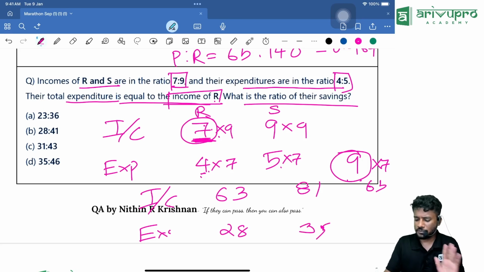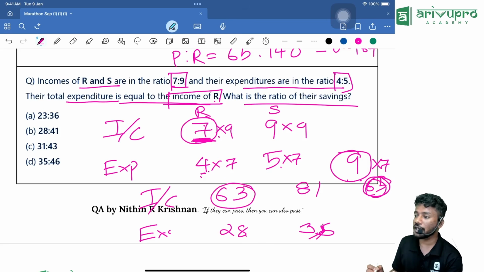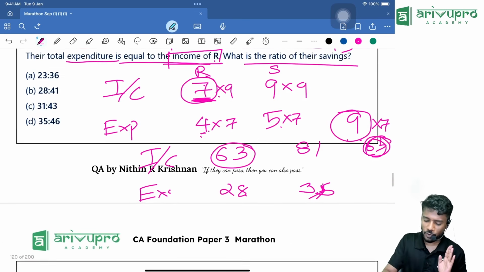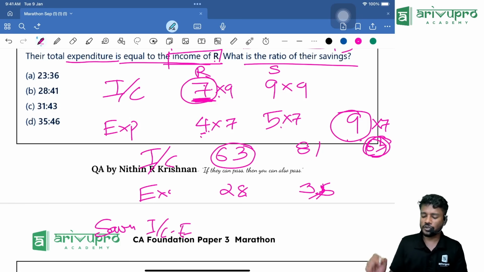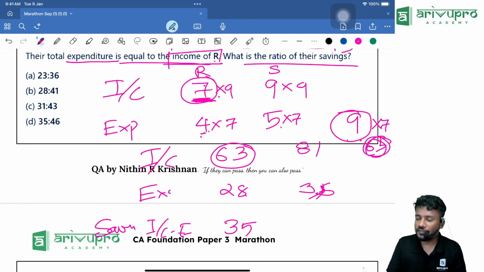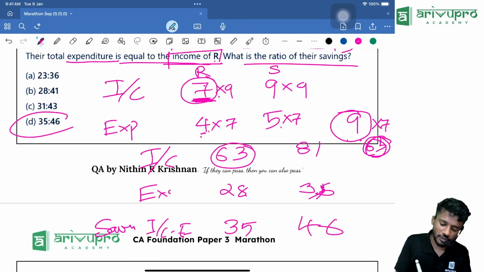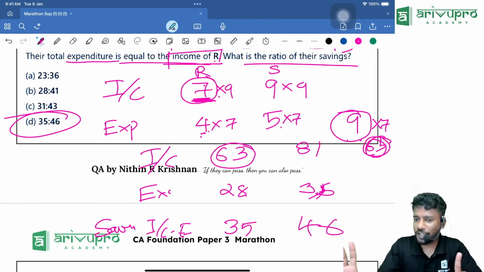Am I right? You just check and tell me, is this logic right? 28 plus 35 is how much? 63. Then that is the income of R, right? Now, what will be the savings? Income minus expenditure. So 63 minus 28 is how much? 35. 81 minus 35 is how much? 46. So what is your answer? Option D. Understood the logic?